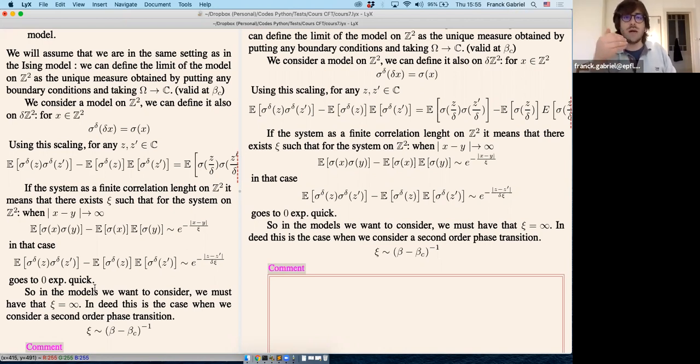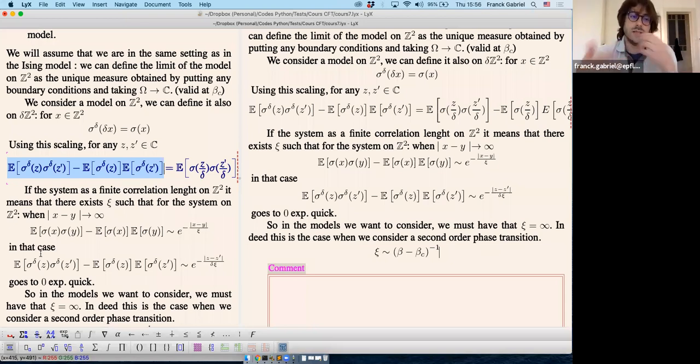Then we have seen that what we are interested in is not really the model on Z2, but the scaling of Z2. Now, we want to take z and z prime, which are fixed complex numbers. And we will have to study correlations of this form if we want to show that indeed there is a scaling limit. We will have to multiply it by delta to the power something. But this model, sigma delta, lives on the grid delta Z2.